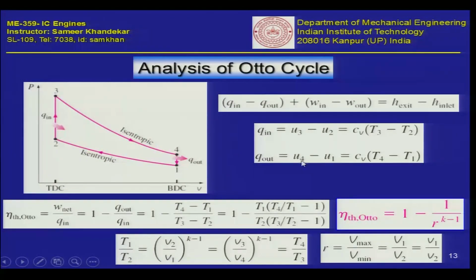So, Q out is U4 minus U1. So, this is the Q out process. So, naturally at 4 you have higher internal energy.